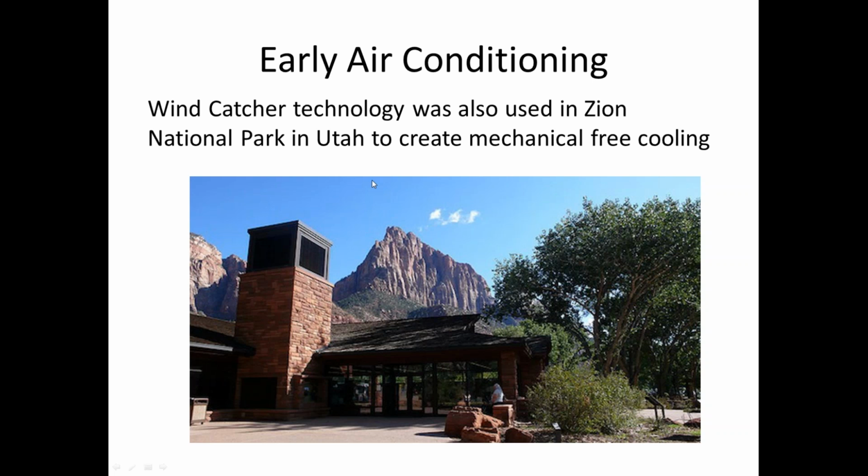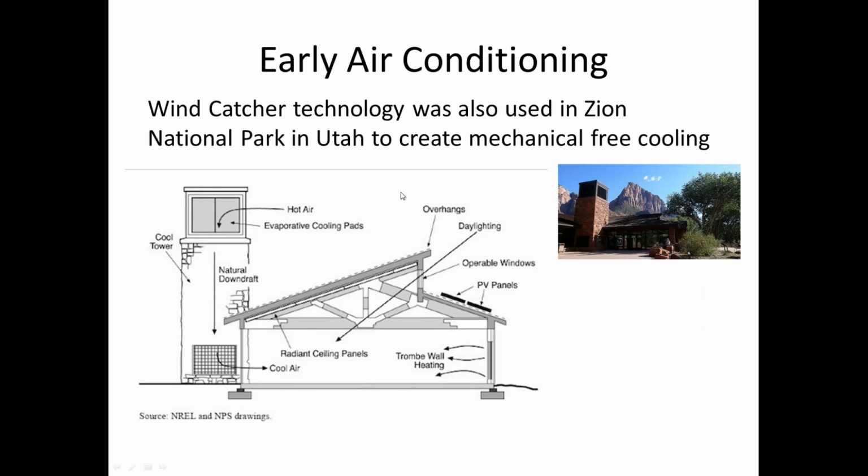And so the building schematic for that kind of shows what's going on in here. The hot air is passing in and there's a natural downdraft going on. The cool air is going through this tower and entering into the building. As air heats up, it comes back out of this tower where it first entered. And they have some other features you can see going on here as well.